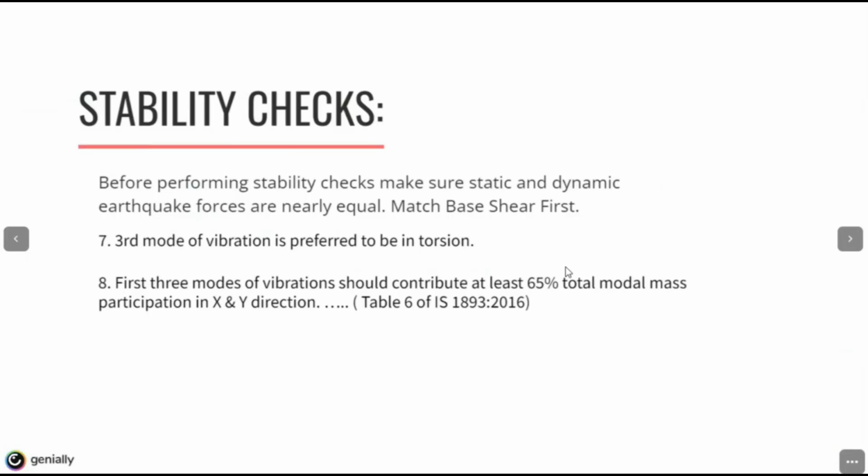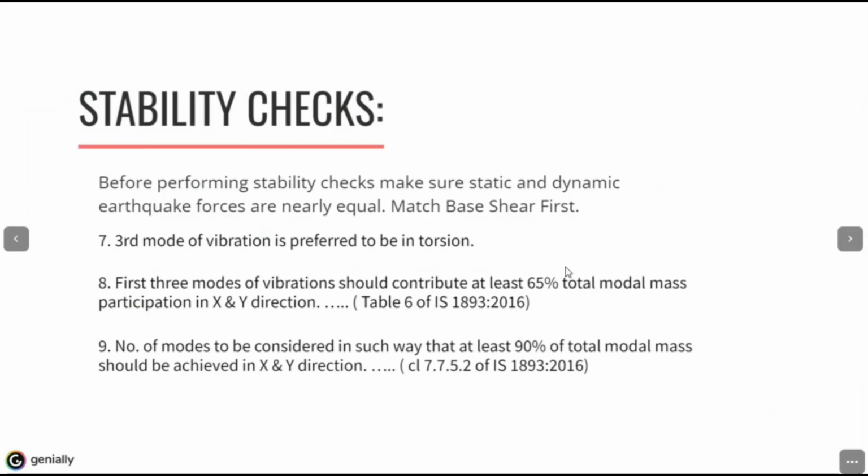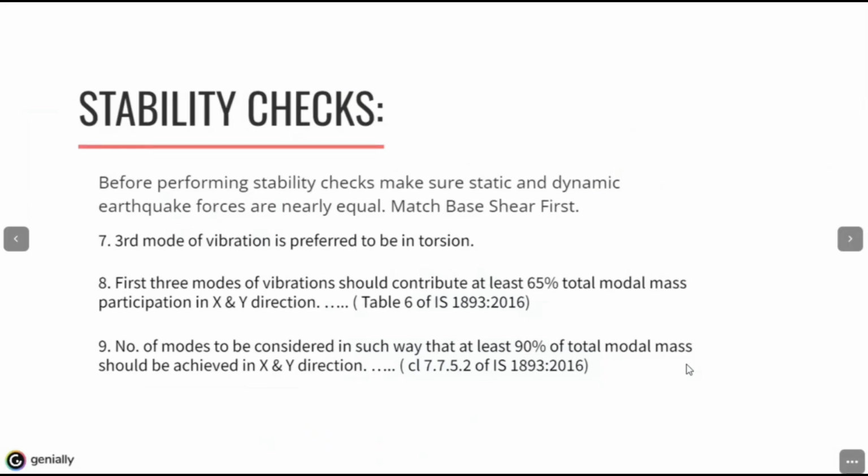Okay, and the number of modes to be considered should be such that at least 90% of the total mass is achieved in X and Y direction. So here it's saying the sum at the last mode should be greater than 90%. Here you can see it's 92 and 92. So it's greater than 90%. So that's also okay.